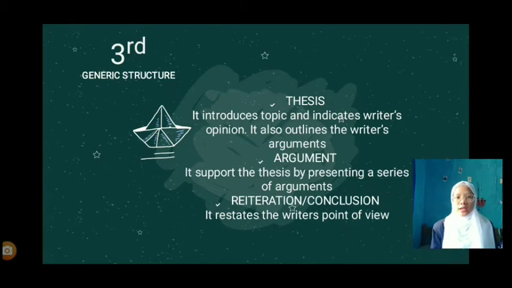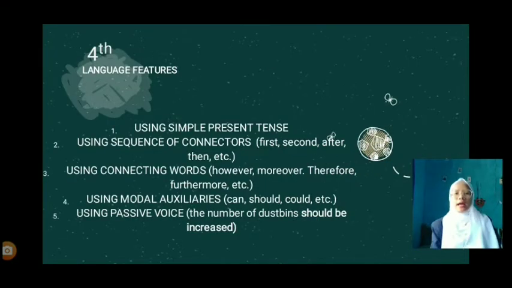Can you catch my explanation about the generic structure? Okay, I will ask you at the end of this video. And the fourth is about the language features in analytical exposition. Actually, if you browse Google or other sources, there are so many language features.